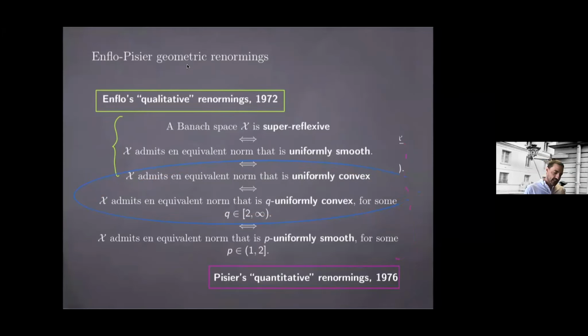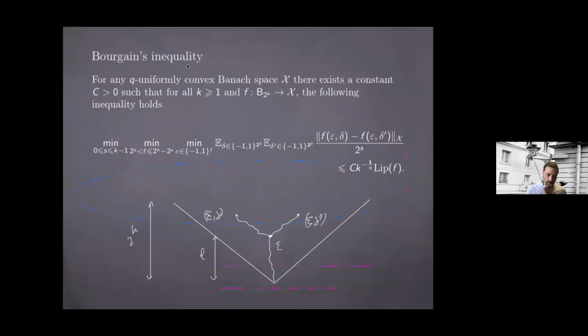And that's what Bourgain was using. So how did Bourgain prove the non-embeddability part in his metric characterization? Well, he showed the following inequality. He showed that this inequality here is valid in any q-uniformly convex Banach space.